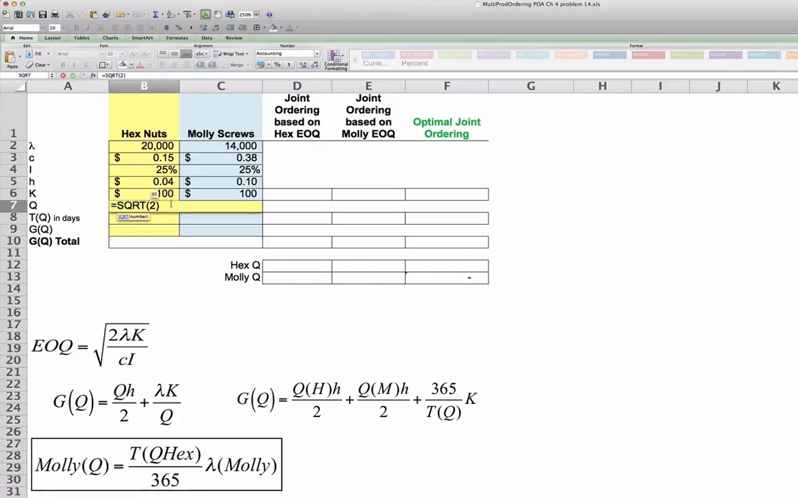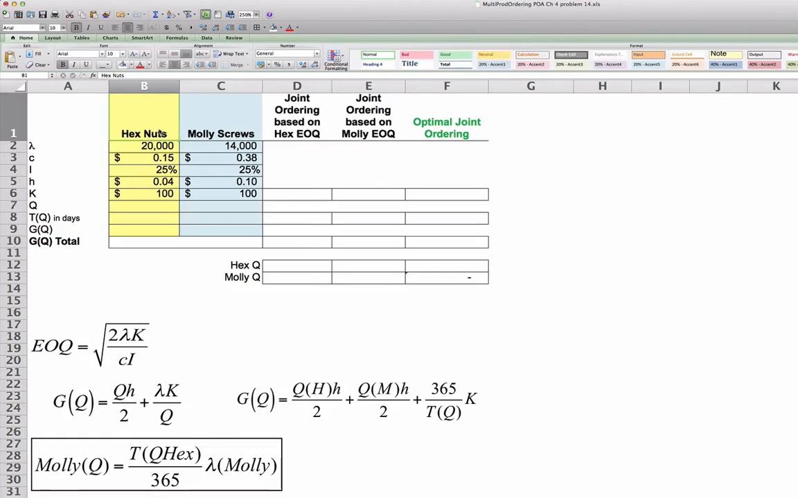Hello and thank you for tuning into this discussion on the multi-product ordering problem described in Chapter 5 of our textbook. So what we're looking at here is we have two different products. There's hex nuts and molly screws that we have to order from the same supplier.